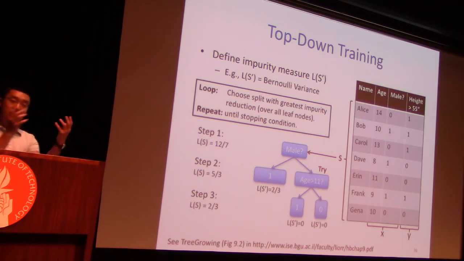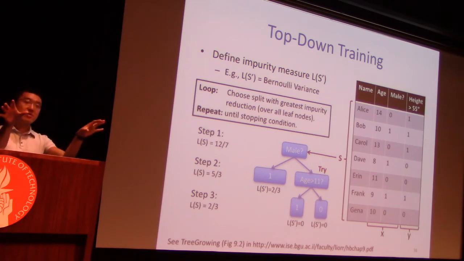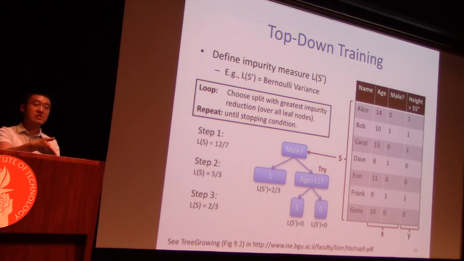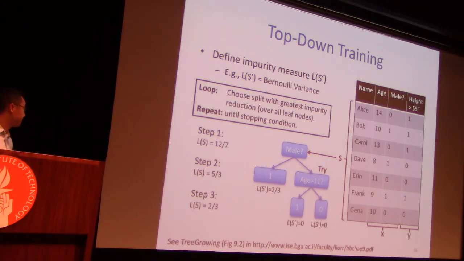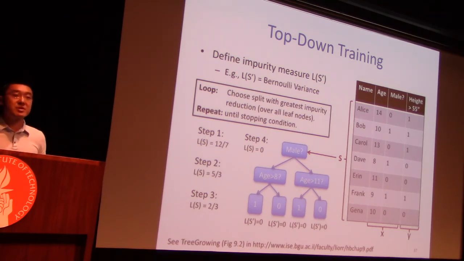Again, the number of training examples is conserved, right? It's still capital N across both leaf nodes, and there are d dimensions, so this is still a d times N operation. Right, and then we just keep doing this until we have a decision tree that satisfies some stopping conditions, and we're done.